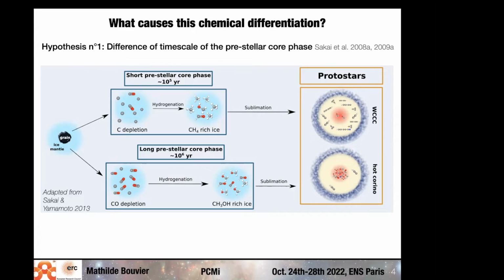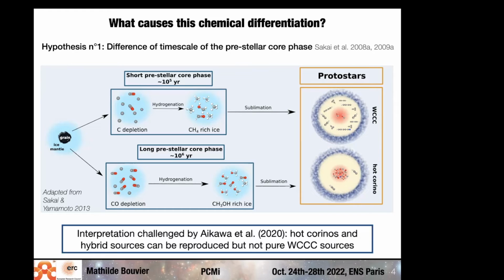And once we move from the prestellar core phase to the protostellar phase, the temperature increases and molecules can desorb. In the case of a methane-rich ice, methane desorbs around 25 Kelvin and will react in the gas phase to form longer carbon chains. And in that case, we would have a WCCC source. On the other hand, if methanol-rich ice desorbs, then methanol is in the gas phase along with other complex molecules, and in that case, we have a hot corino phase.